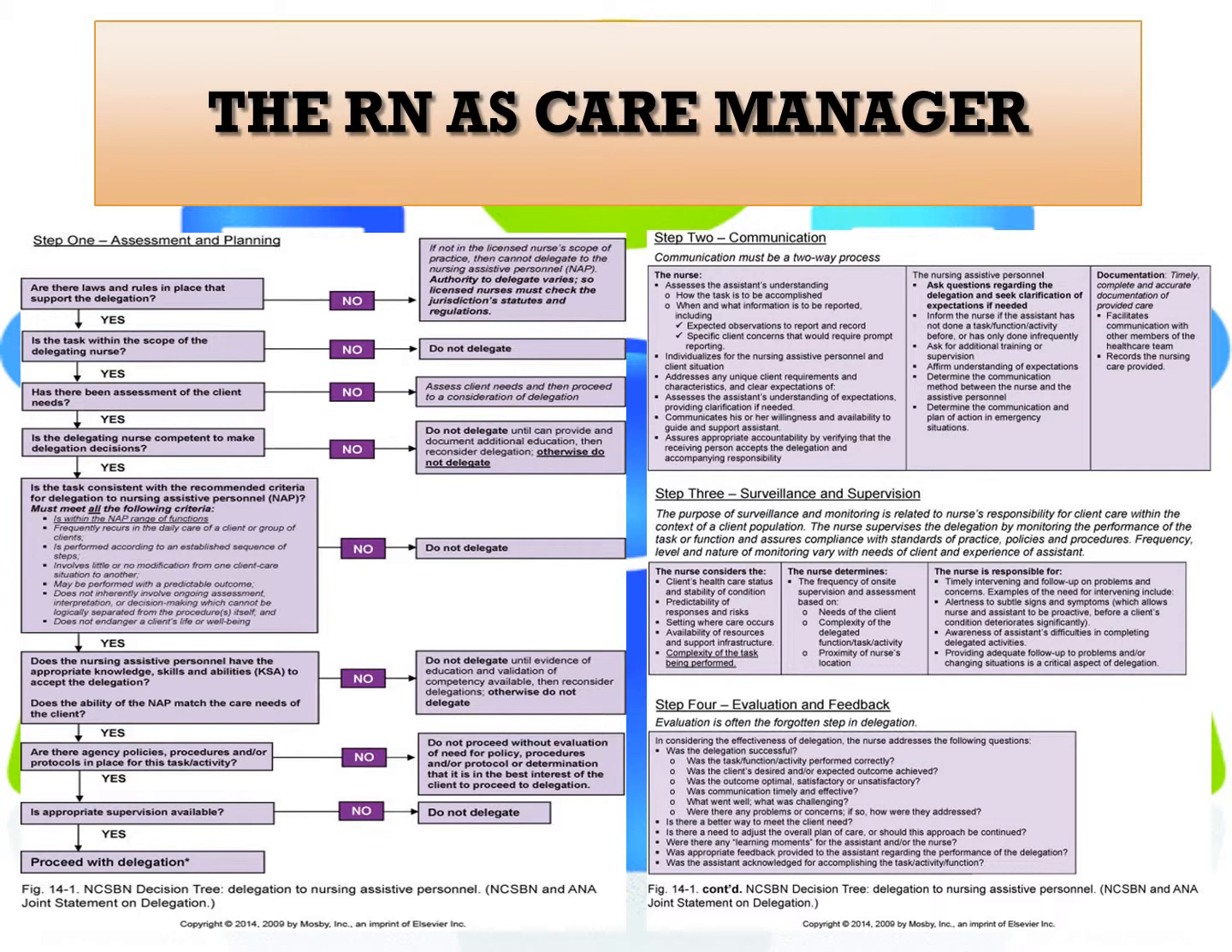Remember the five rights: the right task, the right circumstances, the right person, the right direction or communication, the right supervision or evaluation, and the newly added right, documentation. So to sum it up, the RN must delegate patient care to competent, qualified staff members who are able to perform the task within their scope of practice. The RN must be assertive and clear while being fair but firm.